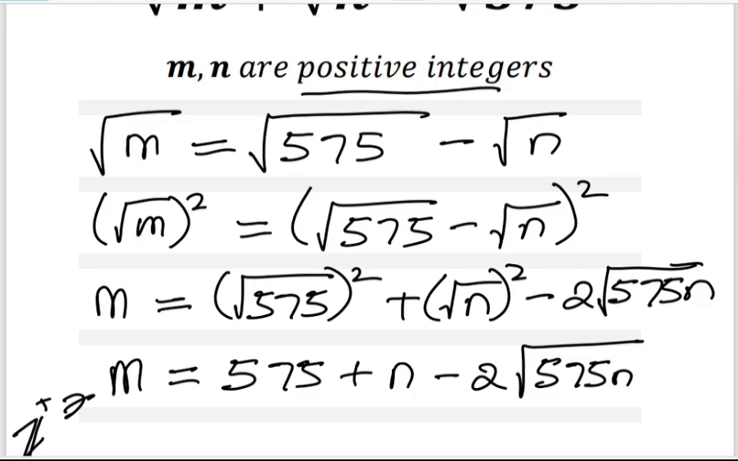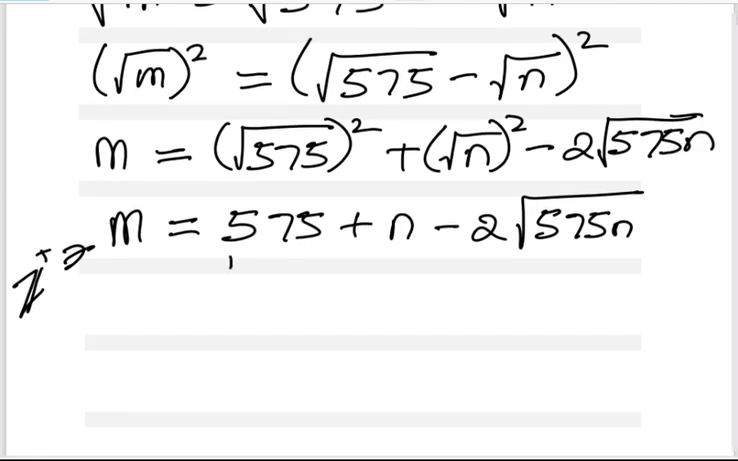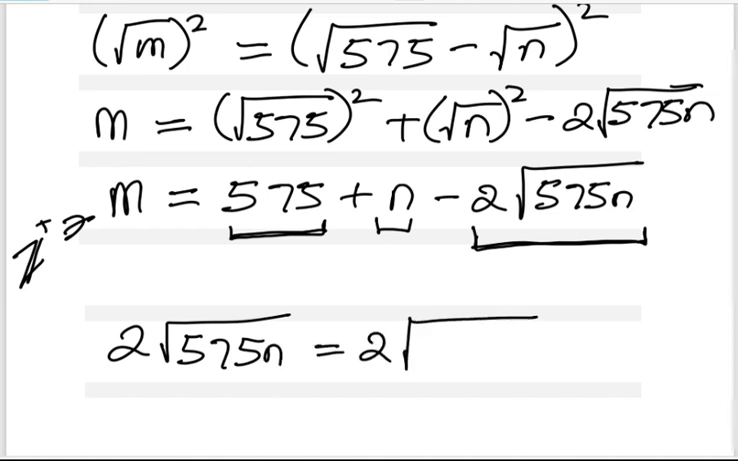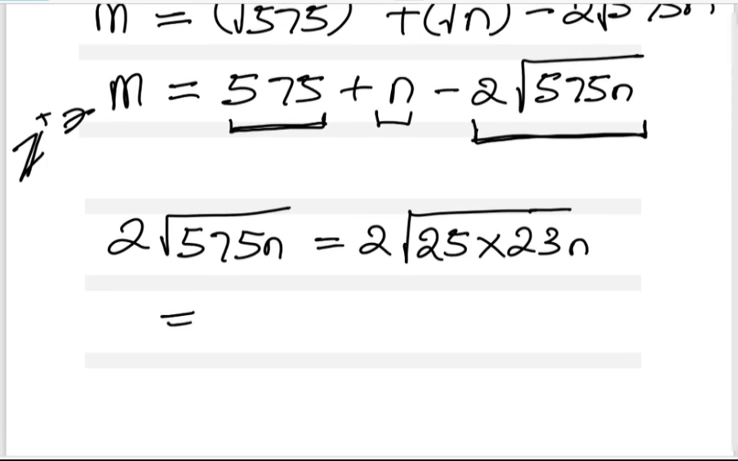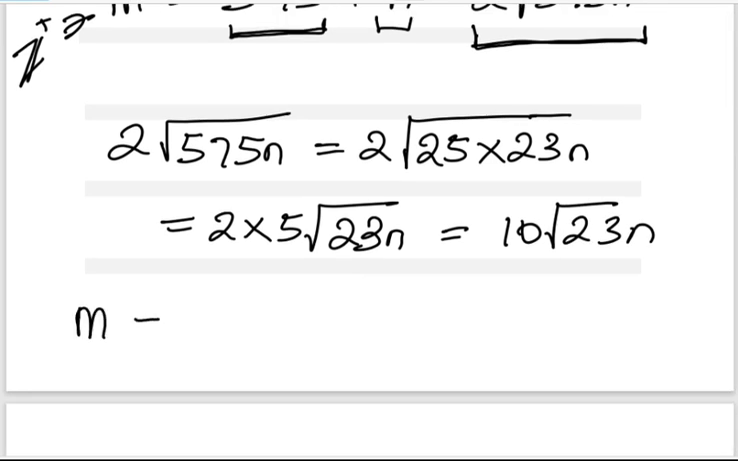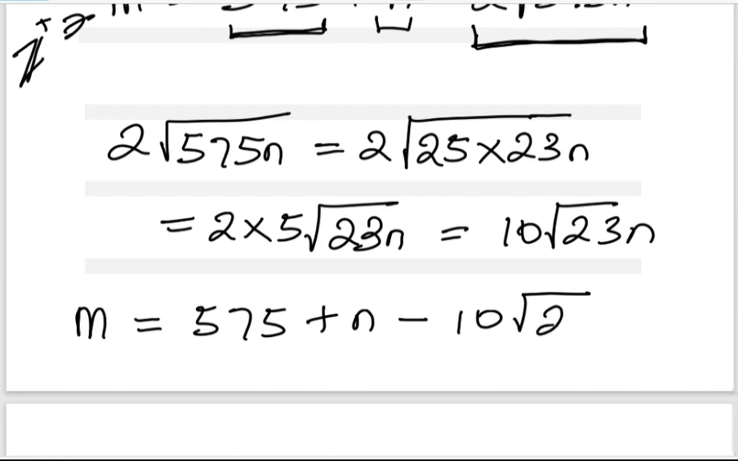Okay, and it's stated that m is a positive integer here. So if that is the case, then this is a positive integer, this is an integer. That simply means that this has to be an integer. So let's simplify this a little bit. So 2 square root of 575n is the same as 2 into square root of 25 times 23n. Okay, and this is 2 times 5 into square root of 23n, and this is 10 square root of 23n. So let's rewrite the main expression. So m is equal to 575 plus n minus 10 square root of 23n.